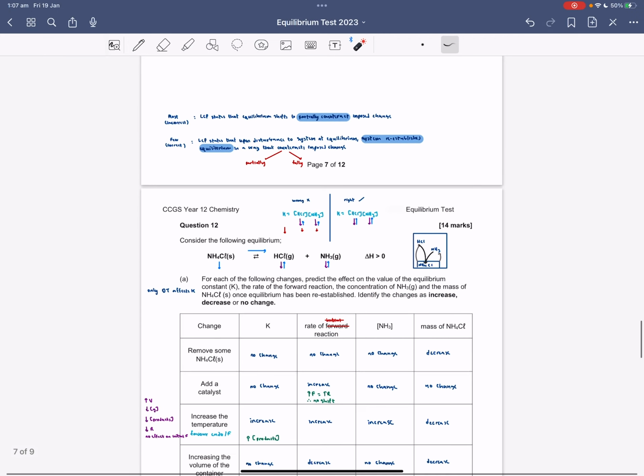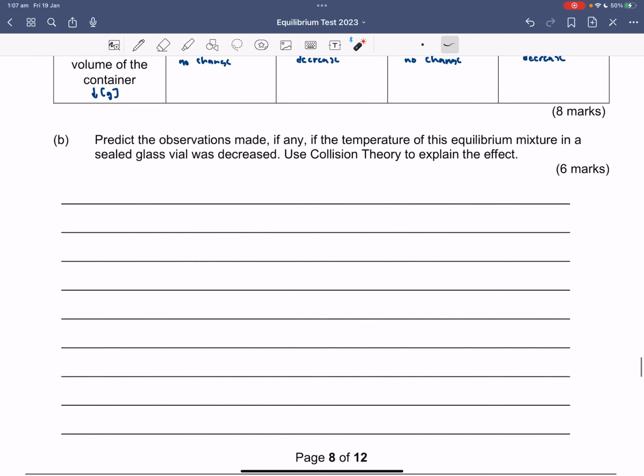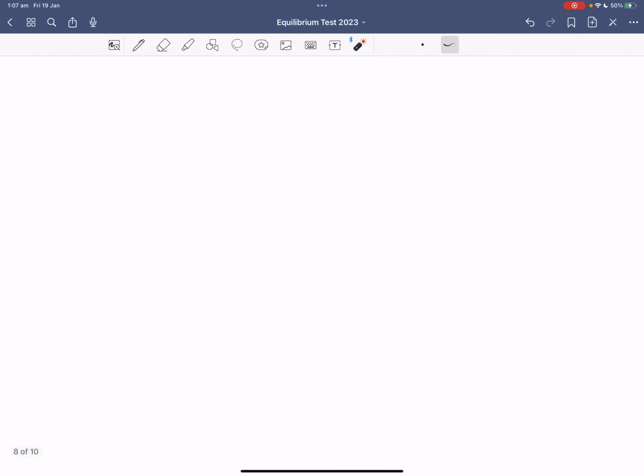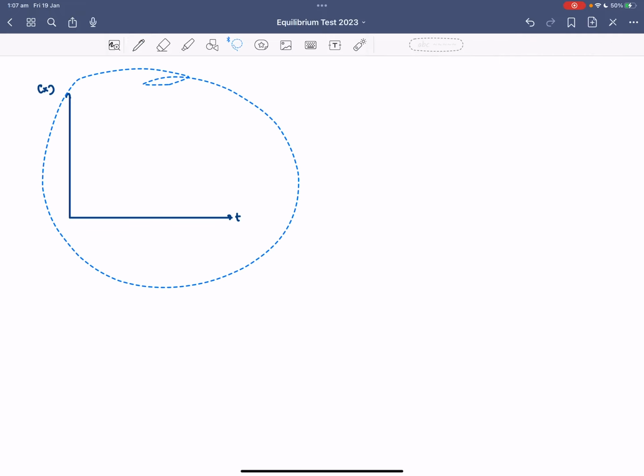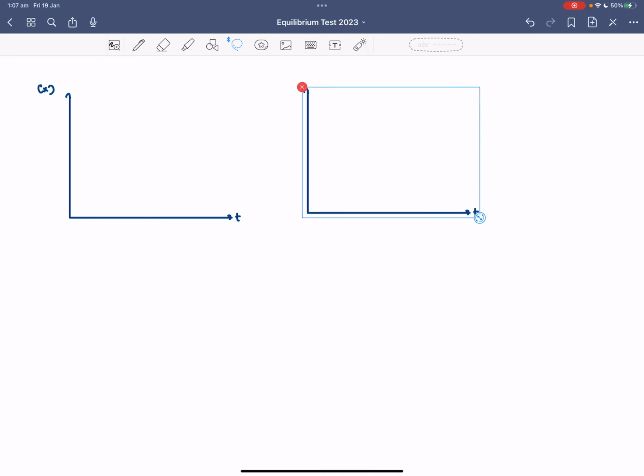Now, while I'm on that concept, I just want to show a few things related to that. So first of all, I want to show a concentration versus time graph, and I'll also do a reaction rate versus time graph, and specifically for an increase in the volume. So a reaction rate versus time graph.